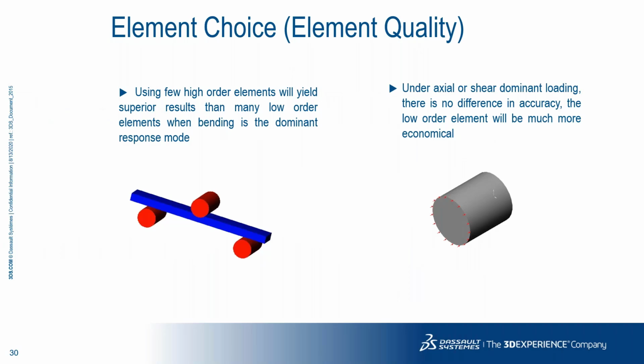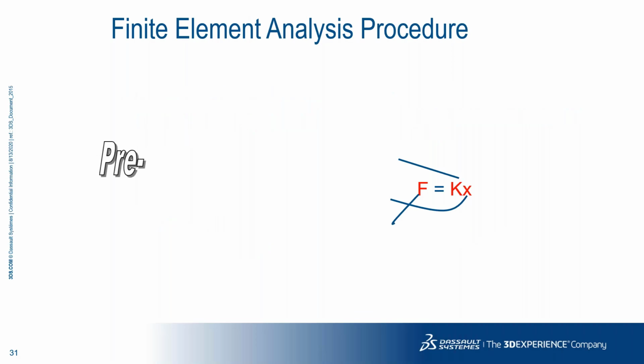If you consider higher order elements, whenever bending is dominating in your analysis, then it is better to use the higher order elements. In case of axial and shear dominating loads, you can go for the lower order elements, which are economical in the sense that the computation time will be less. So that also you can consider here.